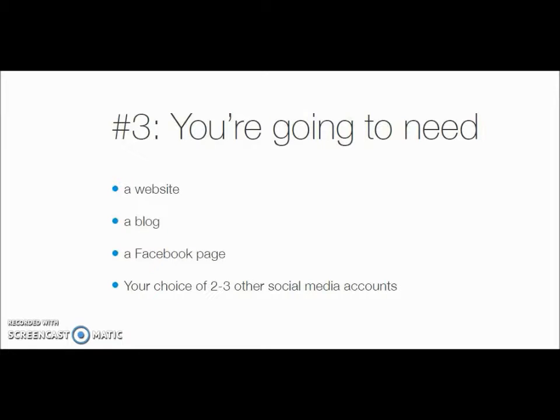First thing you're going to need is a website, a blog, a Facebook page, and your choice of 2 to 3 other social media accounts. Okay, did you get that, people? You need to have a website. I'm sure all of you have a website. Come on, everybody's got a website. If you don't, just go to RayAlbert.com. I'll show you how to make a free website or whatever kind of website you want. Also, you need a blog. So if you're making a website, just make it a WordPress website and boop, you have a blog, okay?